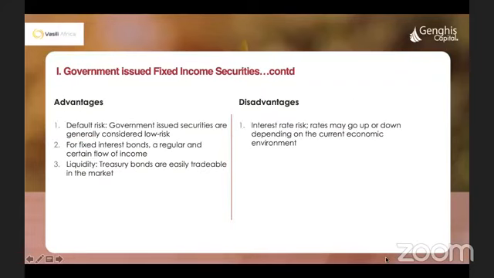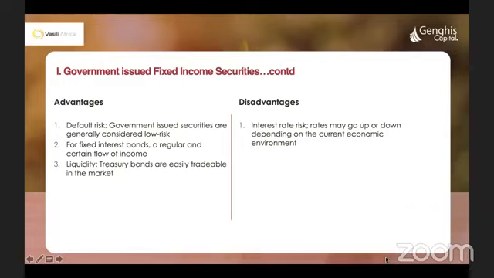Advantages of government issued fixed income instruments: the levels of default are usually low because people have faith in the government. I know you've heard people asking where the government is going in the next X number of years, because they have faith the government will never default. That's number one. Number two, they have periodic cash inflows in terms of coupon payment for bonds.